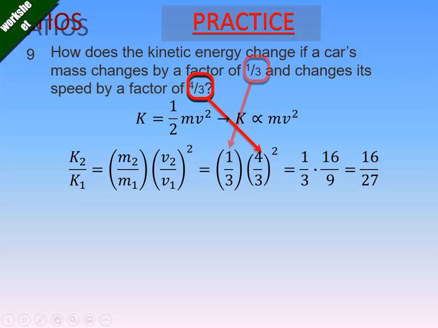And when you multiply things out, the 1/3 ends up being for the mass. The 4/3 gets squared because the ratio of velocities gets squared. In other words, whatever happens to the variable is what happens to the ratio. So you get a factor of 16/27. So you say that the new kinetic energy is 16/27 of the old kinetic energy. And you just leave it like that as a fraction, because by saying these fractions like this, we are assuming infinite precision.